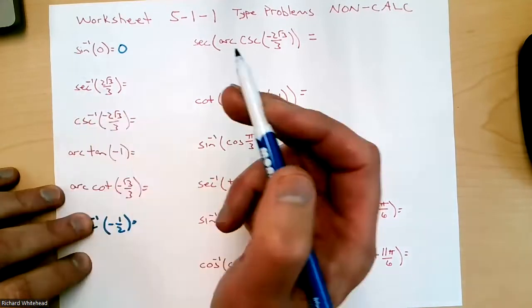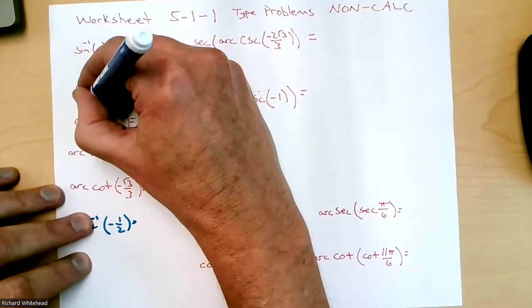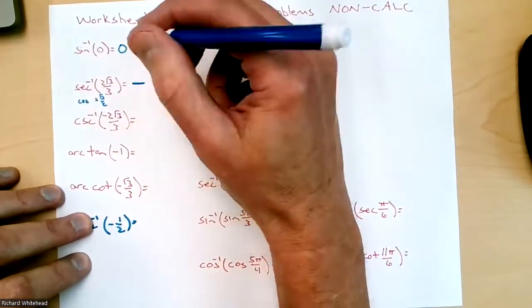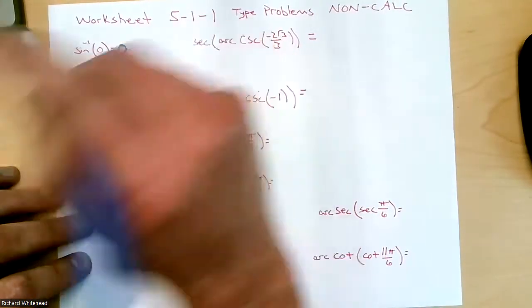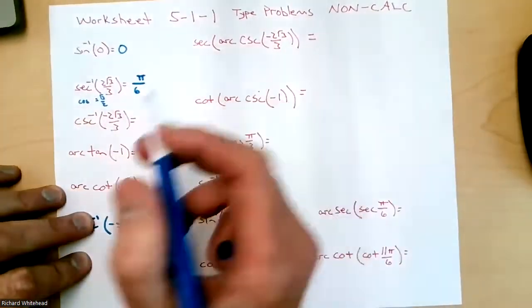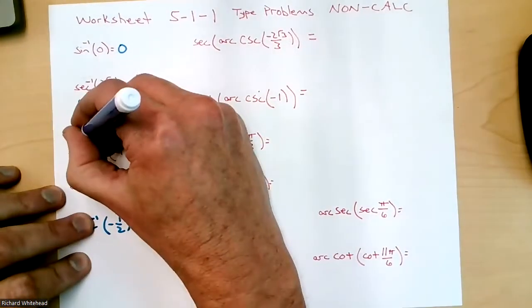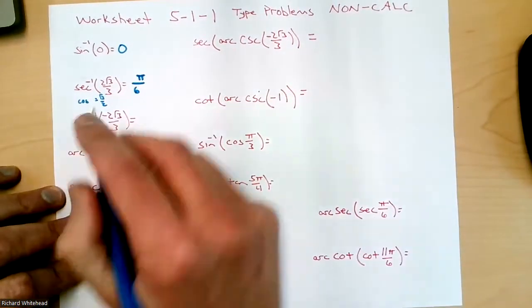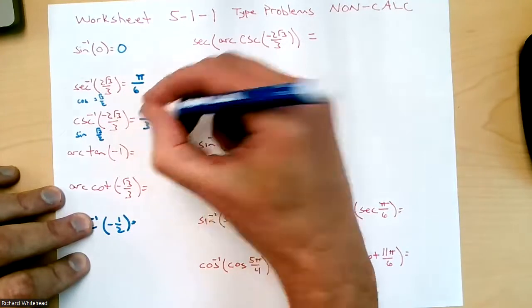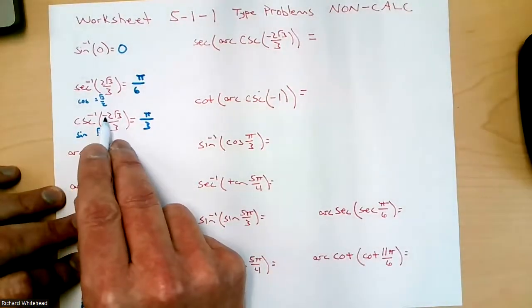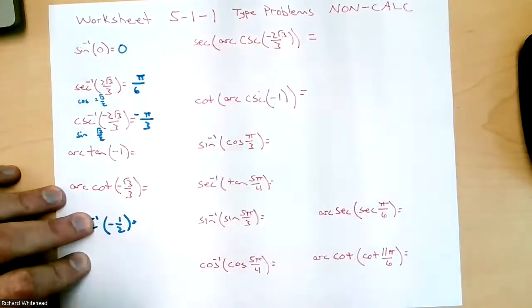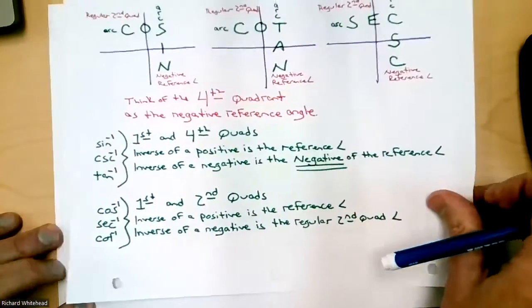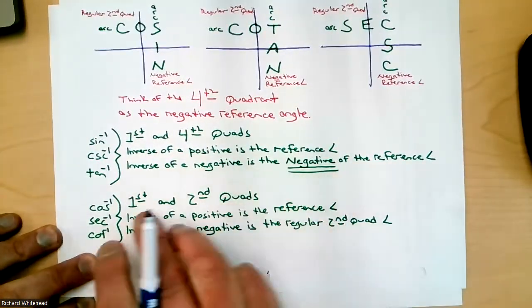What angle has a secant of 2 root 3 over 3? Well, that's when cosine is equal to root 3 over 2. That happens at pi over 6, and it's first quadrant, so it stays positive. When does cosecant get 2 root 3 over 3? That's when sine is equal to root 3 over 2, which is at pi over 3, the 60s. But it's negative, so we have to do the negative reference angle, just like our rule here.